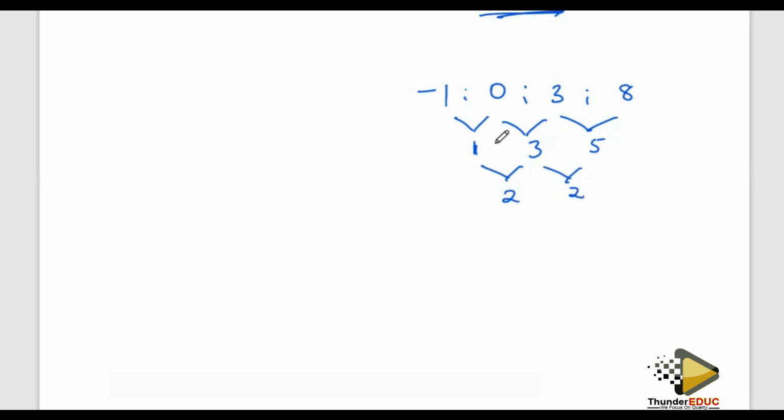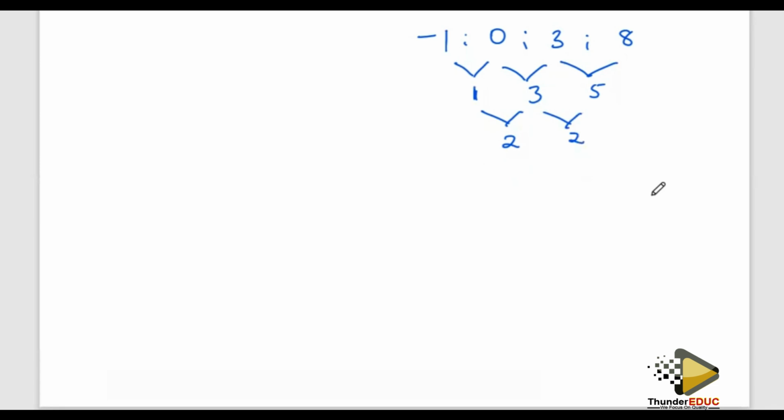So we have negative 1 as our first term. We have 0. And then we have 3. And then we're going to have 8 since x is a 0. So our difference here, 0 minus negative 1, that's a 1. 3 minus 0 is a 3. 8 minus 3 is a 5. So I'm having a 2, I'm having a 2.